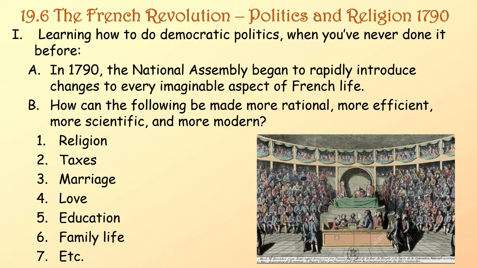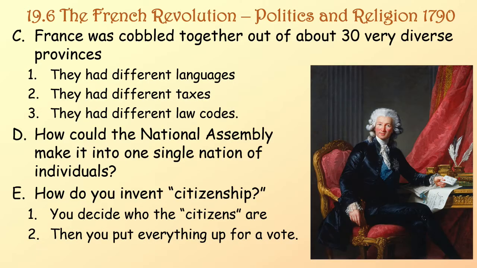In 1790, the National Assembly began to rapidly introduce changes into every imaginable aspect of French life. When you're trying to take away a hierarchy and you're trying to take away privilege, and those things permeate everything in French life, then that's what you're going to have to do. How can the following be made more rational, more efficient, more scientific, and more modern? These things: religion, taxes, marriage, love, education, family life, etc.